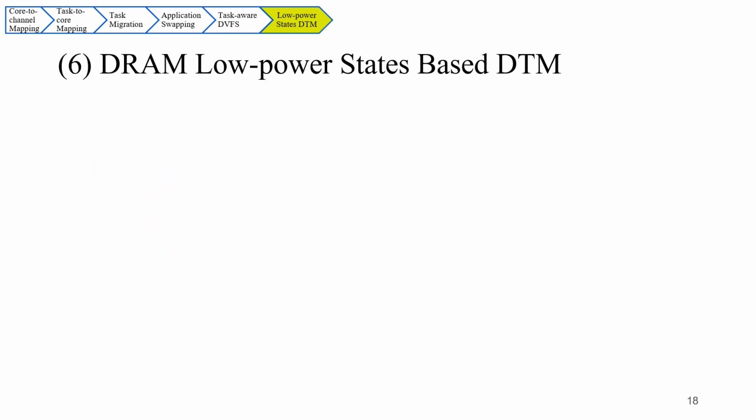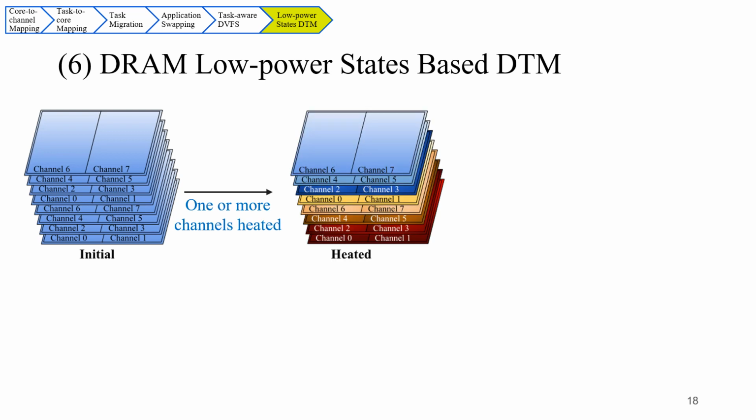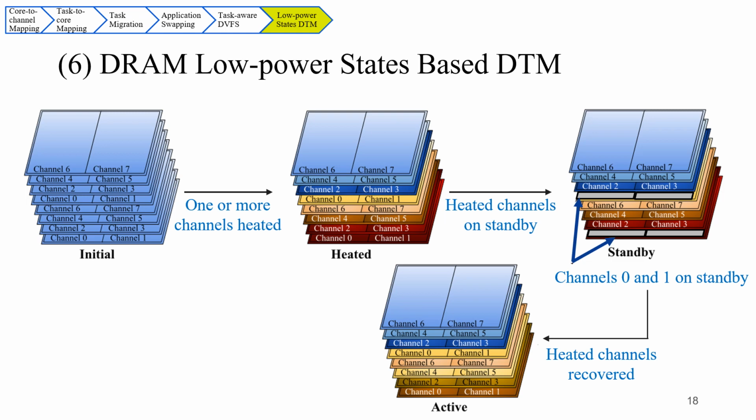On the memory side, we use low-power state-based DTM. Memory starts at initial state. Upon heating, it goes to heated state, where heated channels are put to standby mode. Upon cooling, it goes back to active state, and again on heating goes back to heated state.